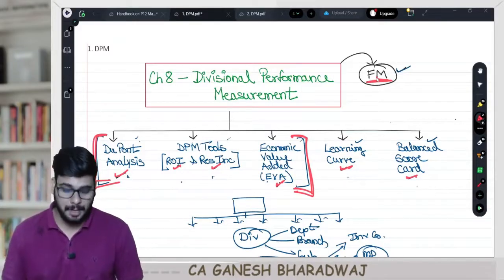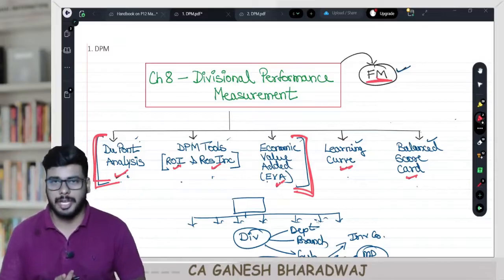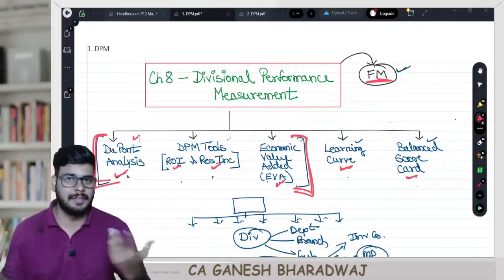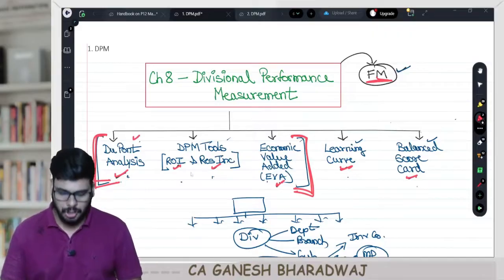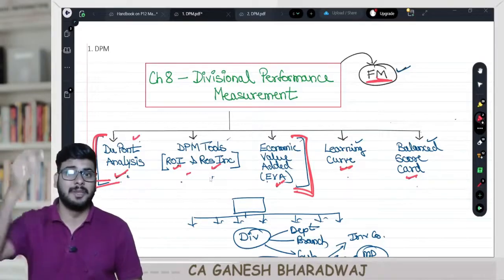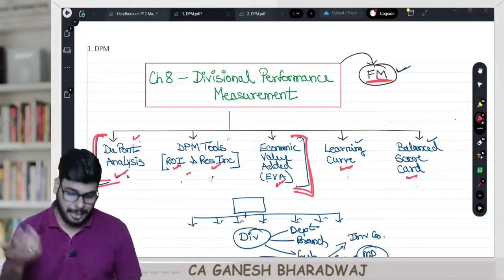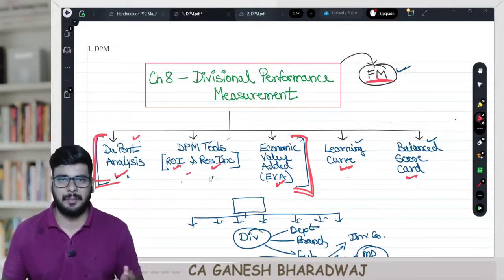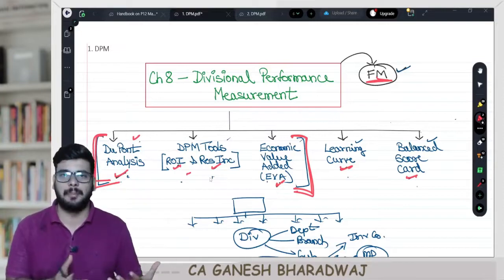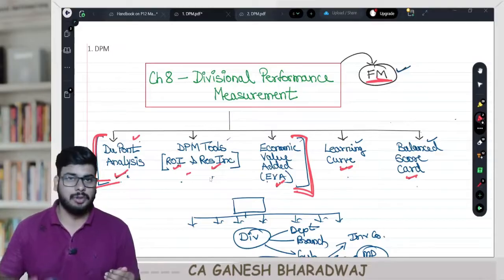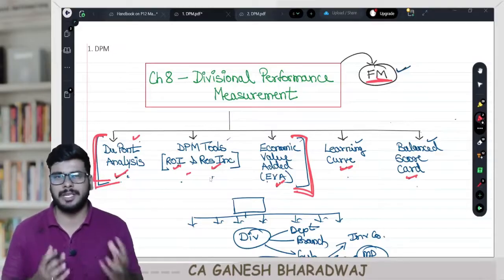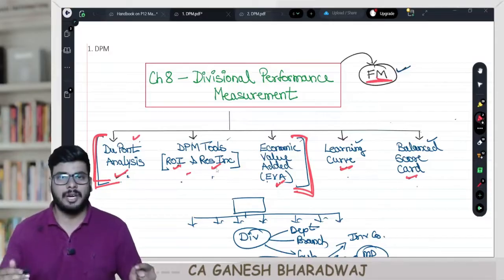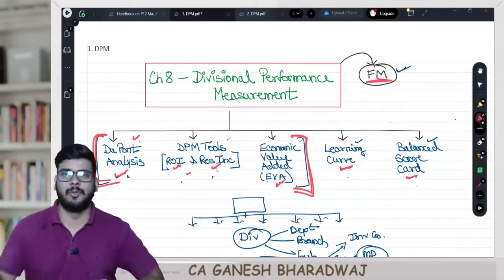For example, your return on equity calculation, right? The very basic DuPont analysis itself is actually a financial management concept. Your return on investment, your residual income. So you have something called financial leverage that comes in here, right? Then you have concepts of weighted average cost of capital. All these things are ideally a part of financial management. So this particular chapter requires some basic knowledge of financial management. Clear with this, guys?